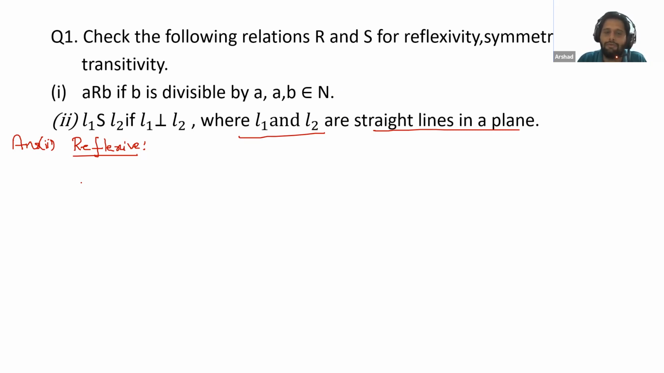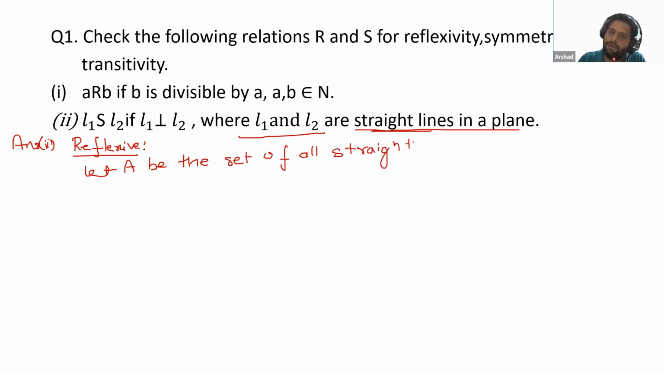Okay, so it will become easy for us to represent our answer. Every time we can't write the statement that L1 and L2 are straight lines in a plane. So we will assume a set. Normally a set is given, but here, in place of a set, they have given this statement, so we will take it as a set. Let A be the set of all straight lines in a plane. So in place of a statement, we have assumed a set so that it will become easy for us to represent our answer.